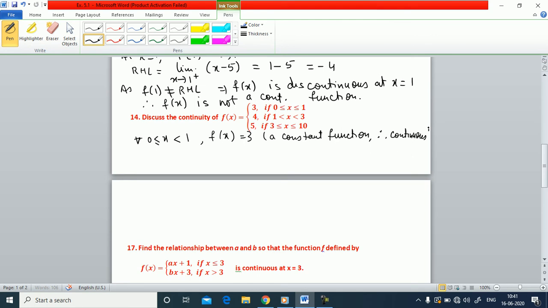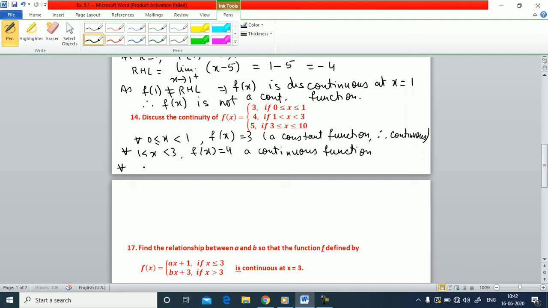In the same way, you can check for others. For all x greater than 1 but less than 3, f(x) is 4. So same reason, a continuous function. Why continuous? Because it is constant. So till now, what number have we not included? 1 we have not included.